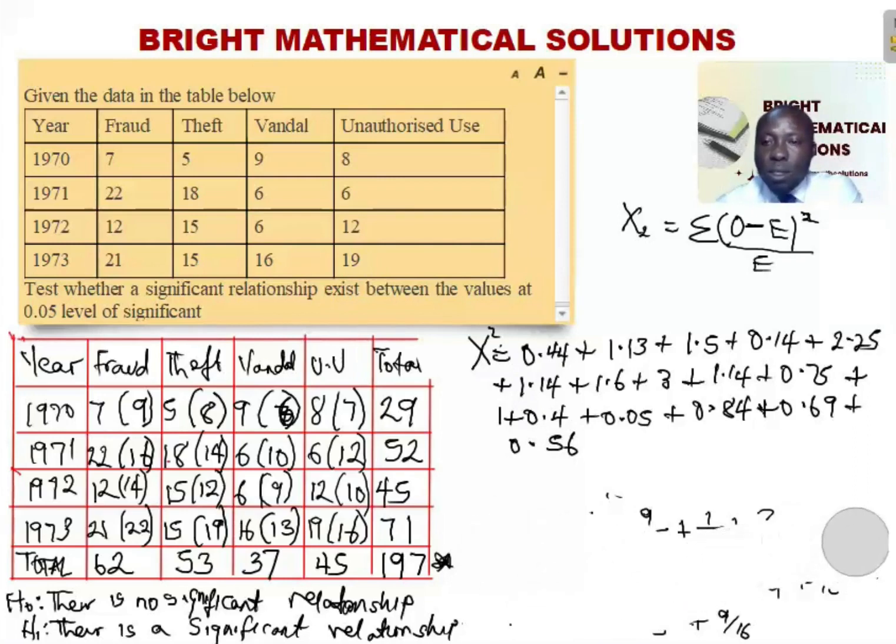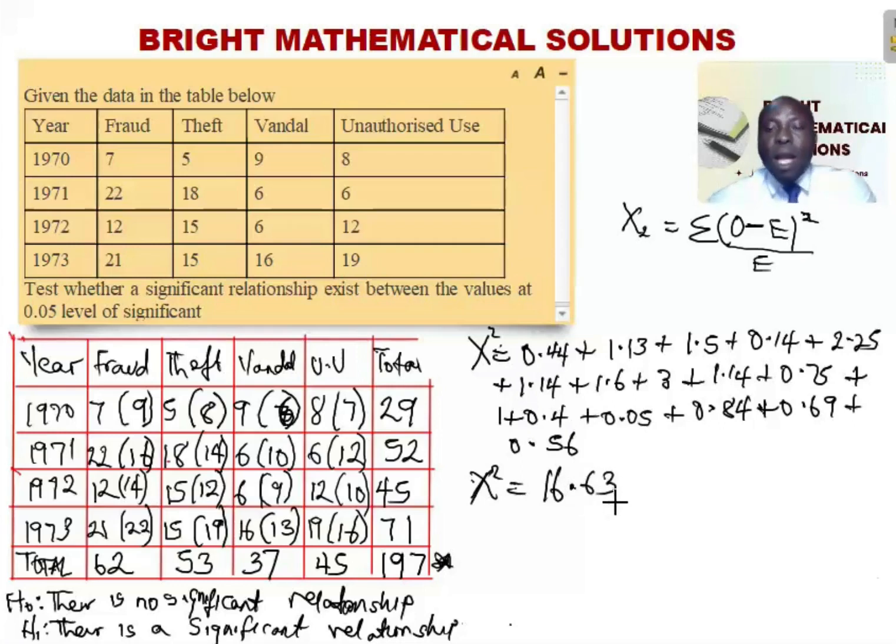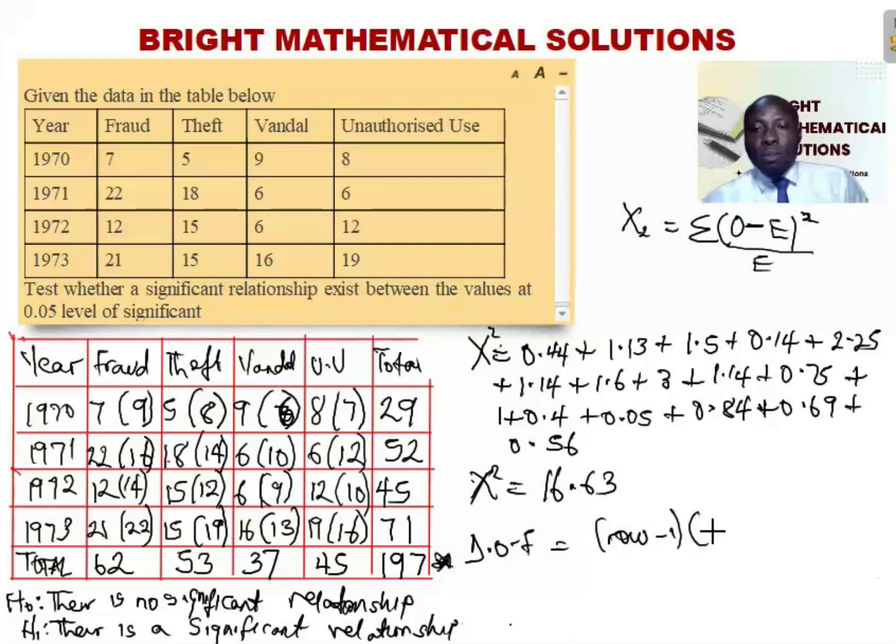Now, after we've added everything together, so then therefore our chi-square equals 16.63. Now, after we've gotten the calculated chi-square, the next thing for us is to look for the tabulated. And before we can get the tabulated, we need to look for the degree of freedom. So the degree of freedom is calculated as the row minus 1 multiplied by the column minus 1.